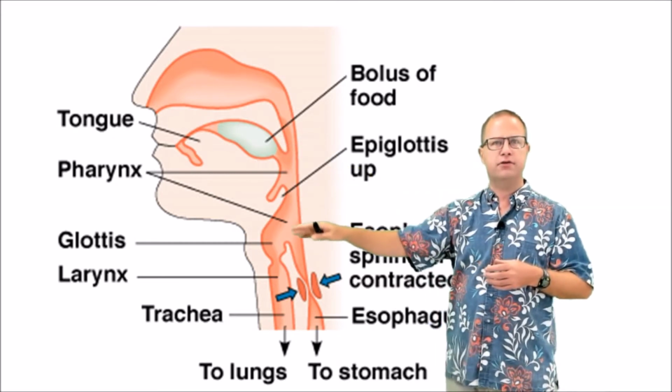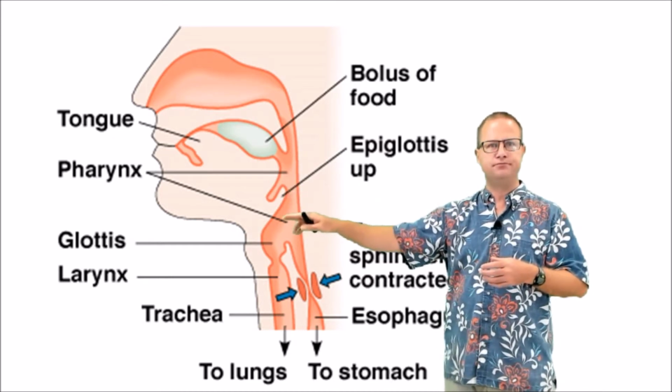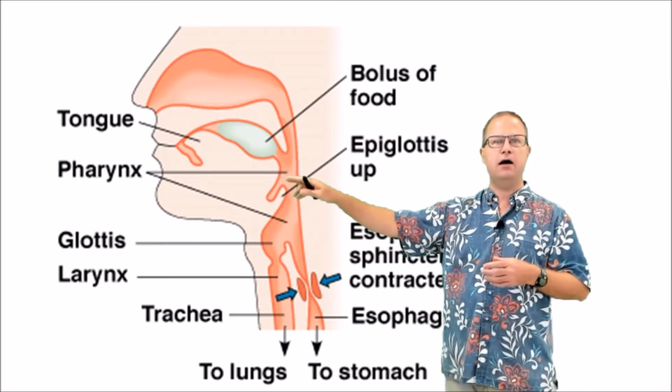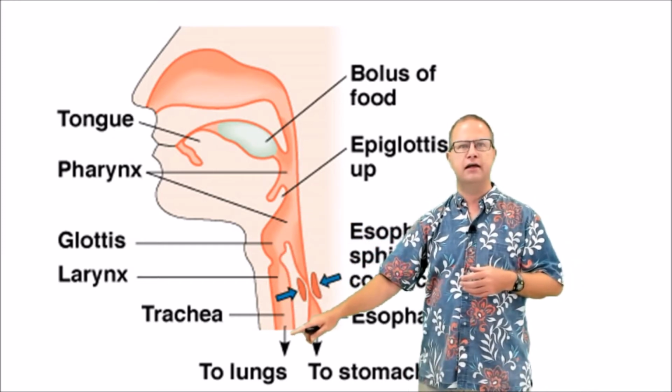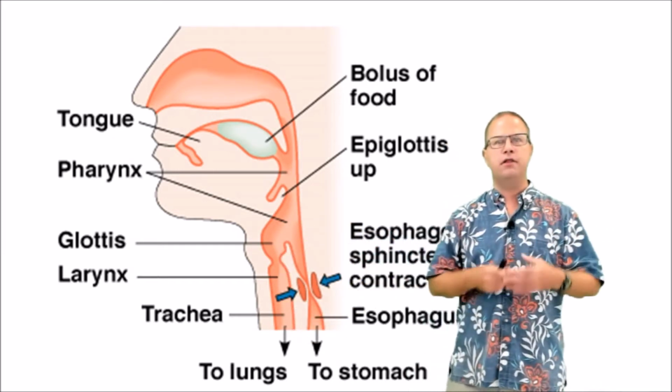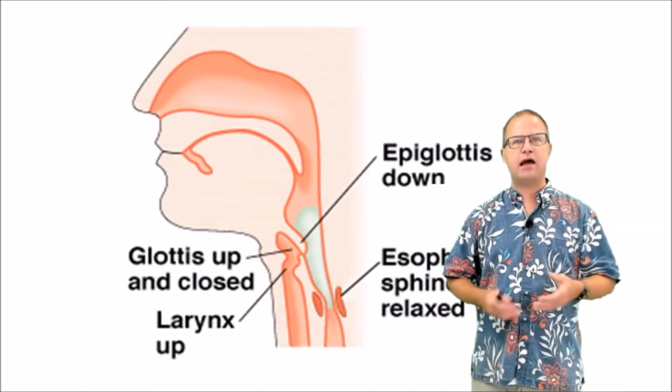Now take a look at what's going on here. We haven't swallowed it yet, so what's our epiglottis doing? Well, the epiglottis is currently up, which is allowing air to move down through the larynx, down into the trachea. However, when we begin to swallow, the position of the epiglottis will actually change. So here's what's happening when we're swallowing.